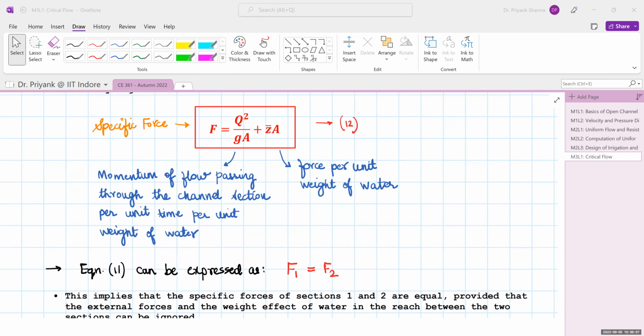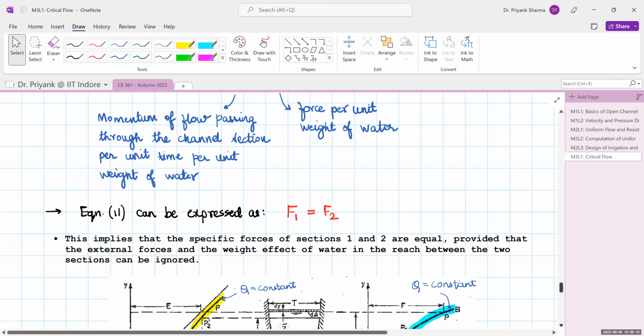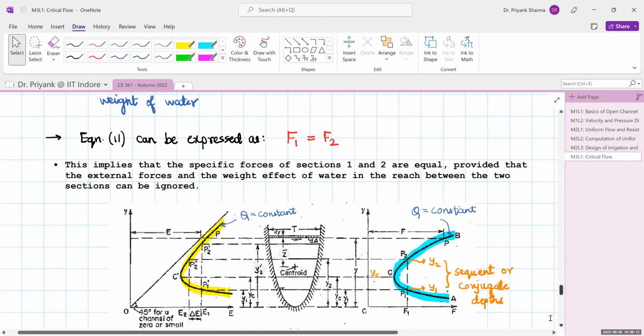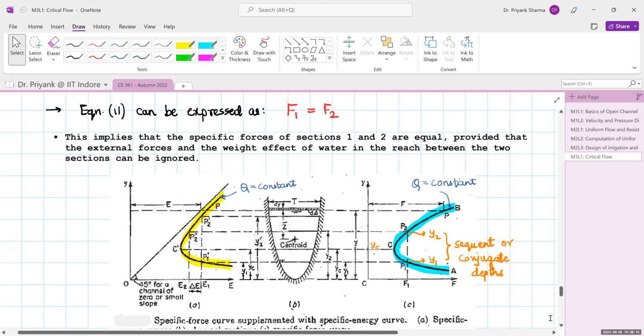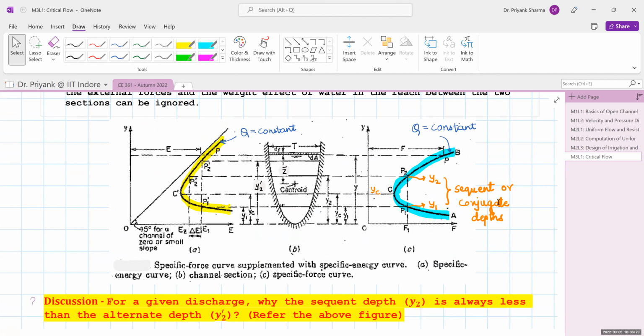Now equation 11 can also be represented as F1 equal to F2, because both the LHS and RHS terms represent specific force. That implies that the specific force at both the sections are equal, provided that there are no external forces or weight components acting in between, or they are essentially ignored. So let us understand how the co-variation of the specific energy and specific force curve can be interpreted. On the left you have the specific energy curve, and on the right you have the specific force curve. This is your channel section.